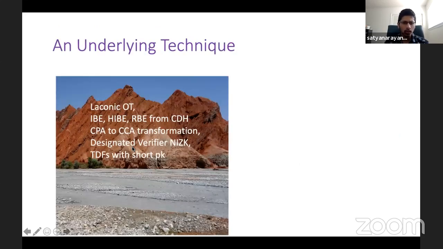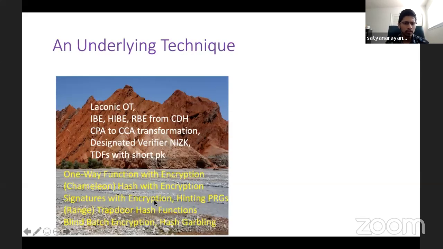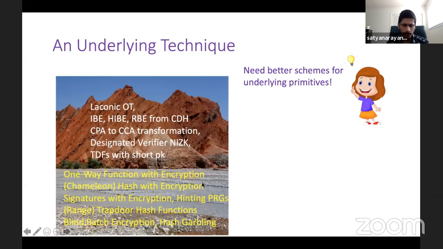As it turns out, all these applications are based on a very few related primitives, such as one-way function with encryption, hash with encryption, hinting PRGs, and so on. These primitives are syntactically pretty related to each other, and some of them are even known to imply each other. Since these primitives are so powerful, we certainly need more and more efficient schemes to build them. That's exactly what we do in this work. We build better constructions for one-way function with encryption and hinting PRGs. Even though we concentrate only on these two primitives, we believe our techniques are helpful to build other primitives as well.